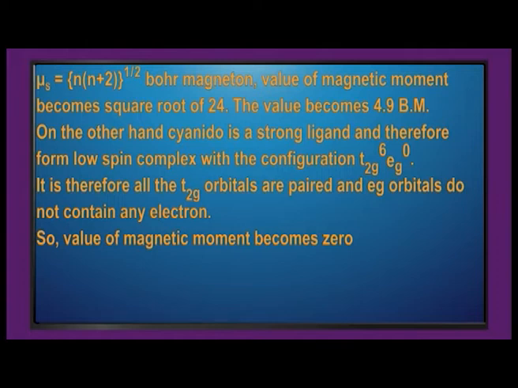This value becomes 4.9 Bohr magneton, which is very near to the given value, that is 5 Bohr magneton. On the other hand, cyanide is a strong ligand and therefore forms a low spin complex with the configuration t2g6 eg0. You all know t2g contains 3 orbitals and 6 electrons, which makes all the orbitals paired. At the same time, the eg orbitals do not contain any electron. So the value of the magnetic moment becomes 0.